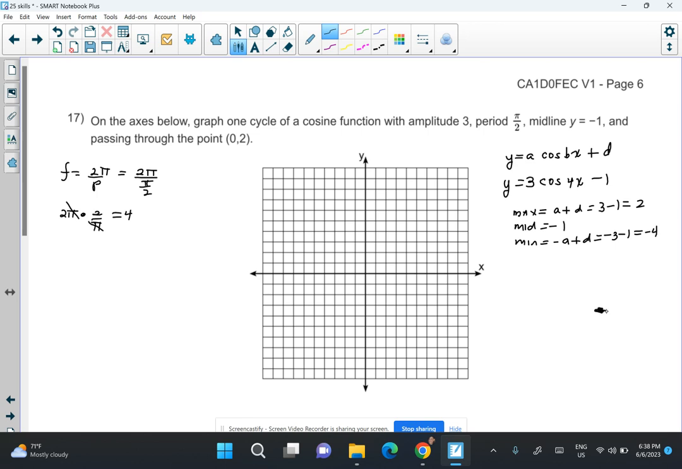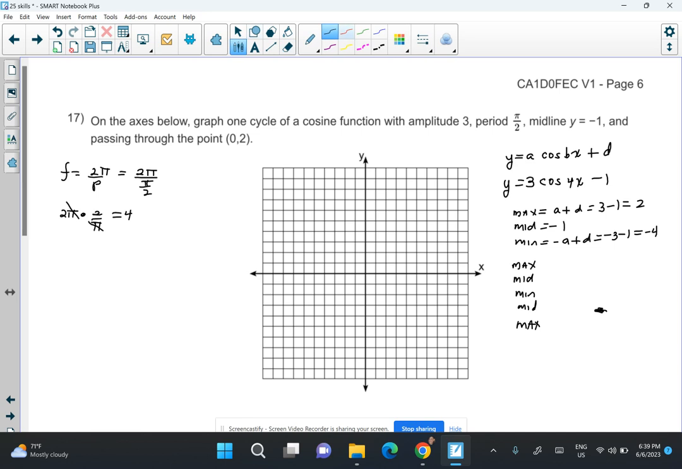We have our period, but before we do that, let's get our pattern. So our pattern for cosine is max, mid, min, mid, max. And you may be a little concerned about what it means, (0, 2). It means that the start of the graph is going to be at that point. I probably should do that in a different color.